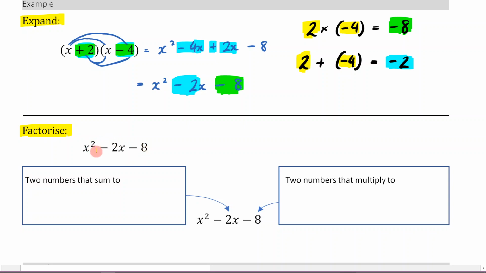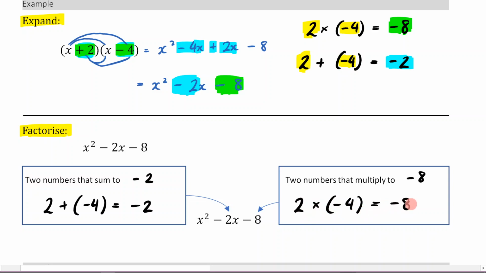So they're going to give you something that looks like this, and they're going to say factorize it. And what you're going to do, knowing this, is you're going to say, all right, I need to find two numbers that sum to give me the coefficient of this middle term, so -2, and those two same numbers need to multiply to give me the last term, so two numbers that multiply to give me -8. Let me repeat that because it's so important. You need to find two numbers that sum to -2, and those same two numbers need to multiply to get you -8. And hopefully, just by thinking about it, you'll be able to go, well, 2 plus -4 is equal to -2, huzzah, and then 2 times -4 is going to give me -8, hooray.